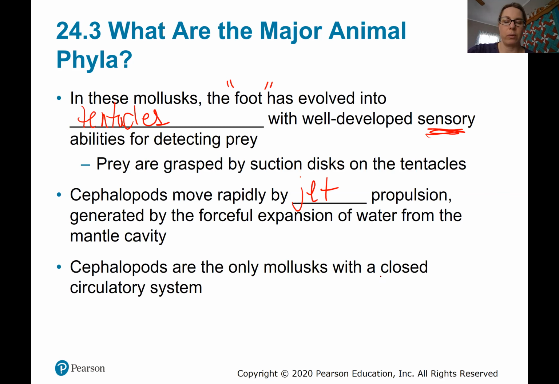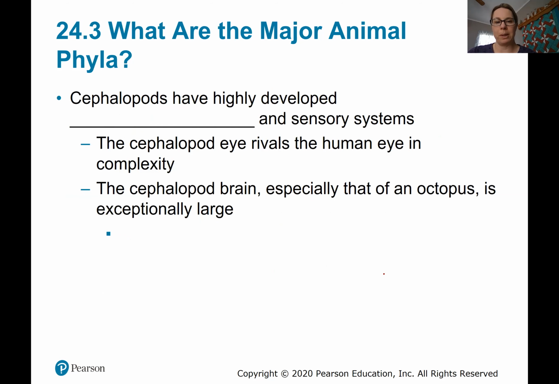And these are the only ones in the mollusk phyla that have a closed circulatory system. All the others have an open. Cephalopods also have a highly developed brain and, like we said, sensory systems. They have a very complex eye, and their brain is really large and complex, and they have the ability to learn and remember.